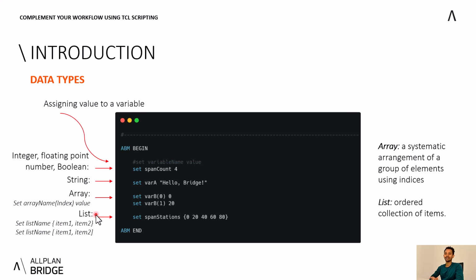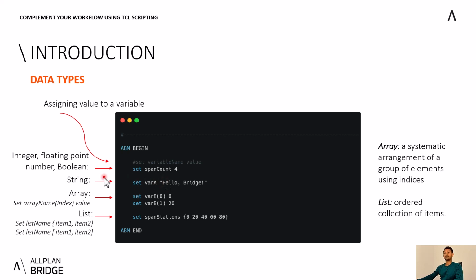And how we can assign those is that we can say set variable name value. So you can say set span count 4. It doesn't matter if this could be a string, array or list, you can just assign it here. The data type of each variable will be automatically assigned. Here, because it's 4, the data type will be integer. If you want to assign a string, you say the same thing, set var a hello bridge. So this is a string that we assign to this variable.